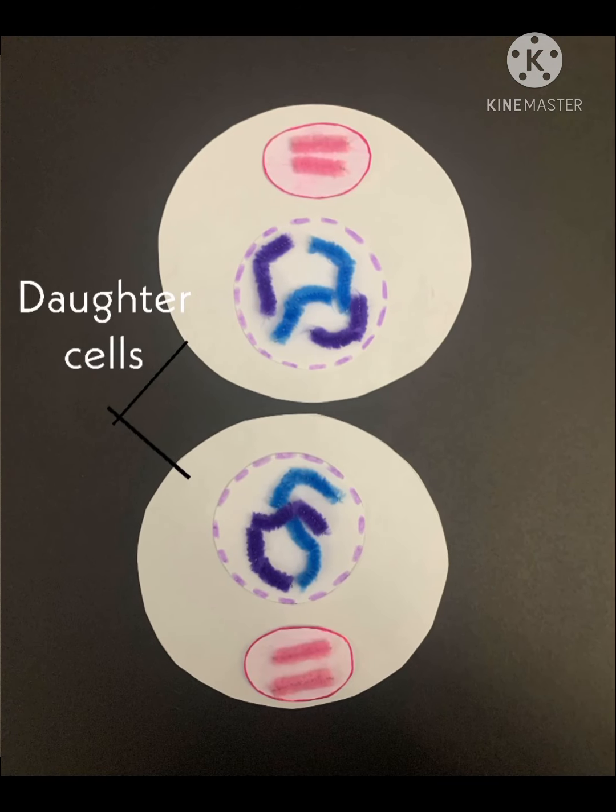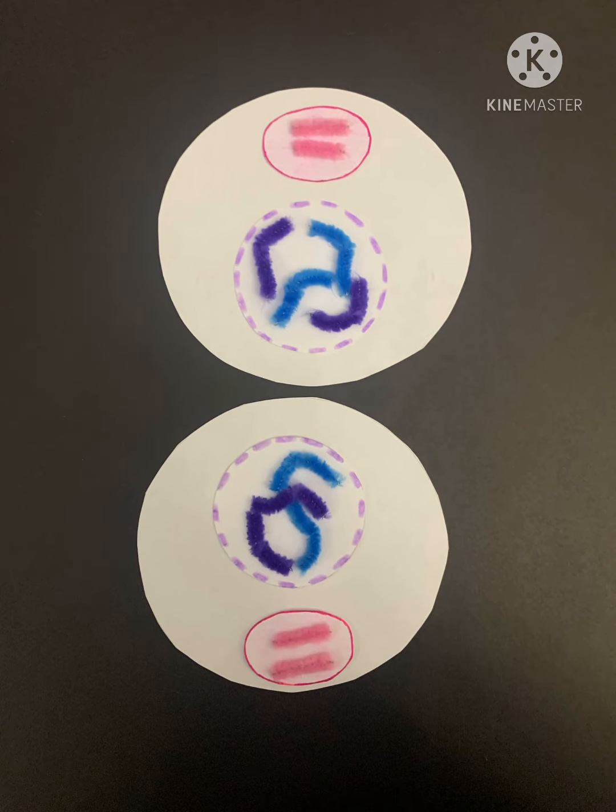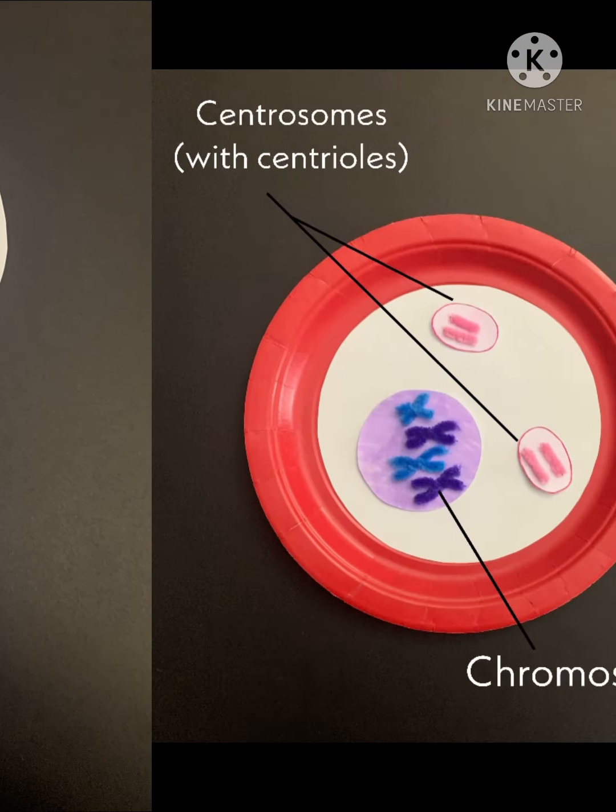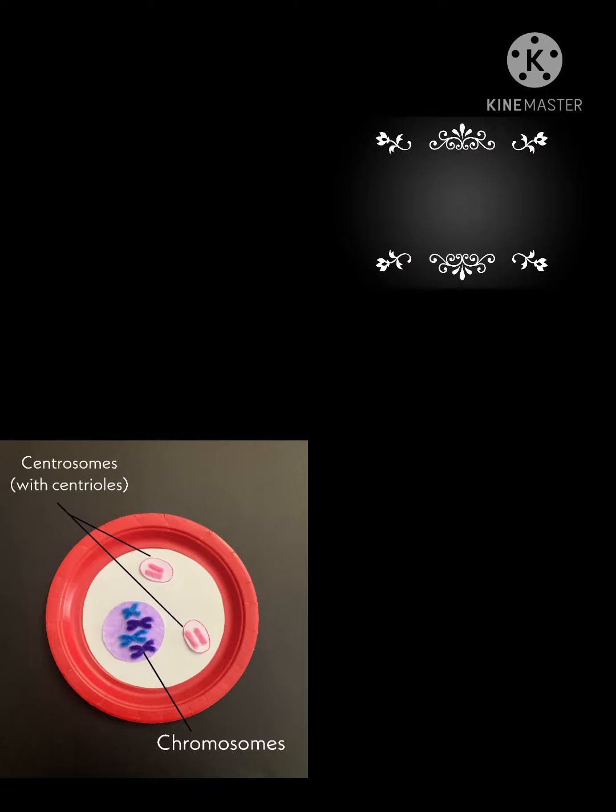Cytokinesis then happens and the cytoplasm divides and finally splits the parent cell into 2 identical daughter cells. During cytokinesis, the membrane of the cell pinches within the cell equator, forming a cleft called the cleavage furrow.